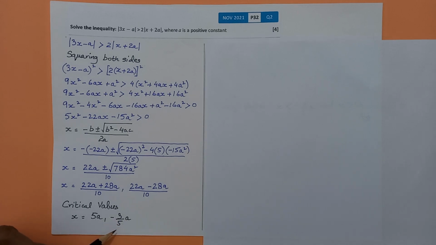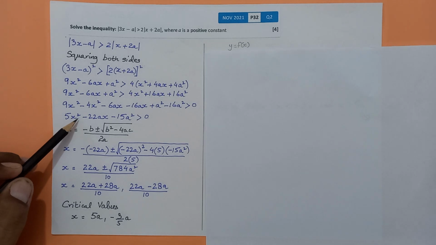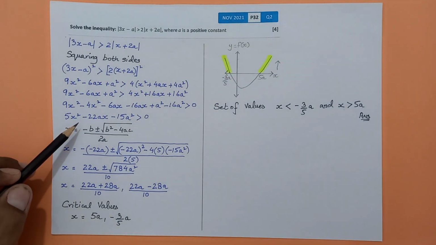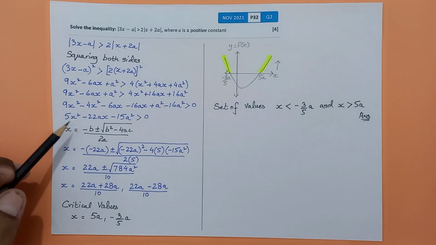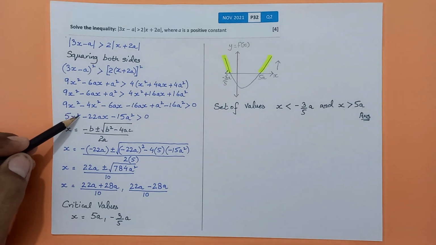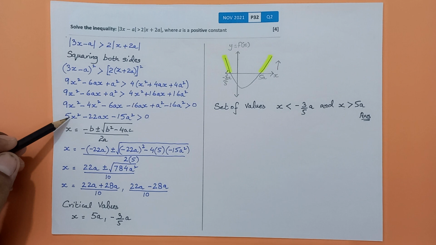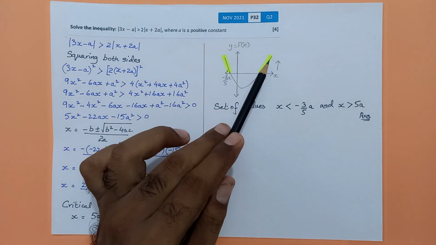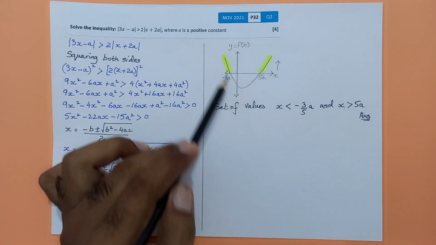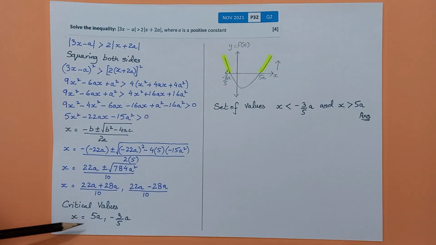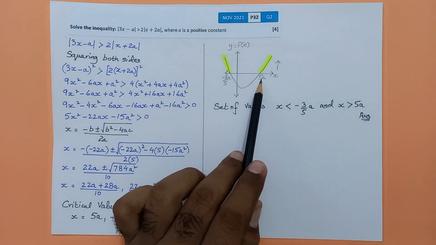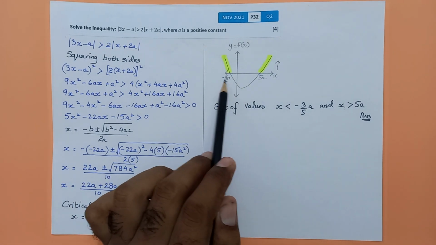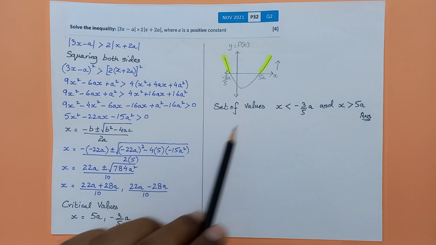Draw the graph for this because it is a quadratic, so definitely if we draw the graph of this, it would be a symmetrical curve, and the coefficient of x square is 5. That means it is positive 5, so the curve would be a U-shaped curve. We have two values of x, a positive value 5a and a negative value minus 3a upon 5.